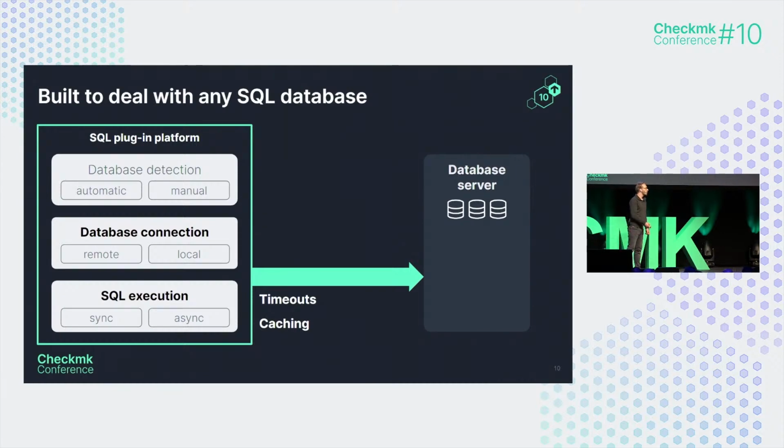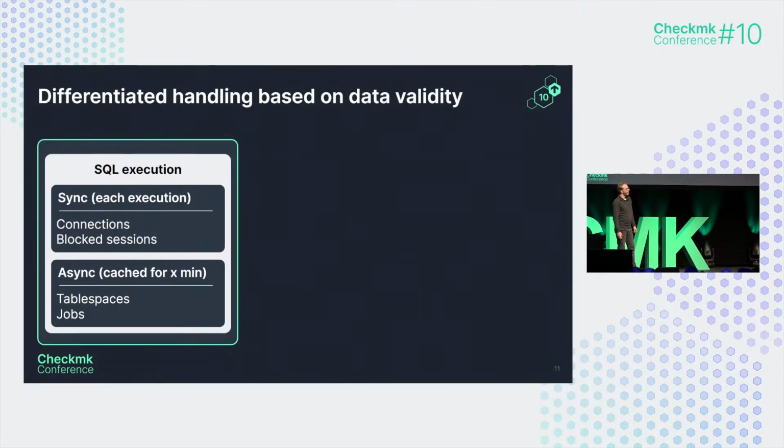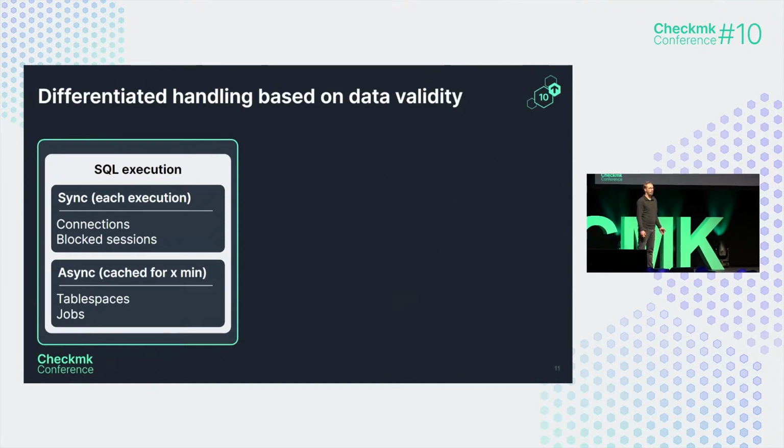And it covers even more. In the example here, you get the active connections and blocked sessions in a short amount of time, while SQLs to get data for table spaces and scheduled jobs take much longer. And because of that, you will set a cache interval to these.